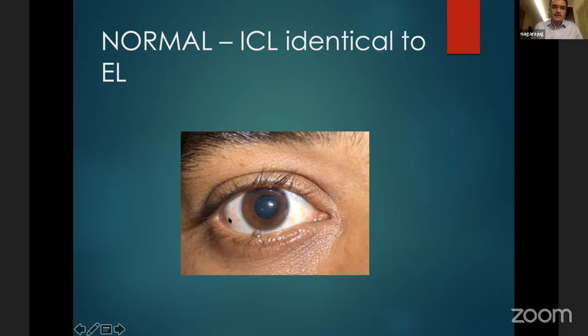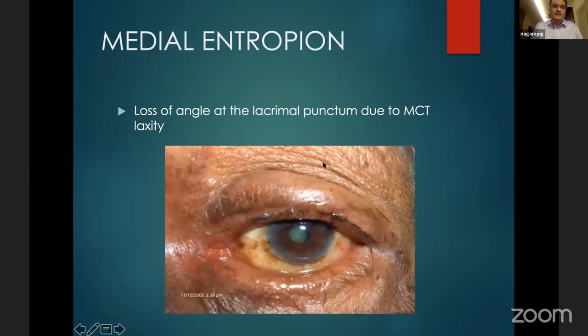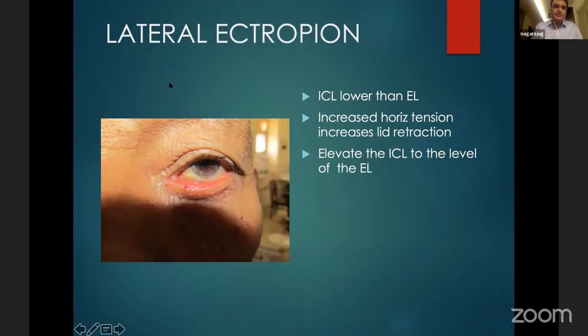You try to connect a line from here, like this, lateral canthal to the medial punctum, like this. And you connect both the medial canthal area and the lateral canthal area. It is almost identical. In a case of medial entropion, there is a loss of angle at the lacrimal punctum. Here, there is a loss of angle due to the medial canthal laxity, and there will be a slight angle between your equatorial line and the intracanthal line. And in a case of ectropion, you just remember this is in ectropion, the punctum is much lower down. So the intracanthal line is at a lower level than the equatorial line.